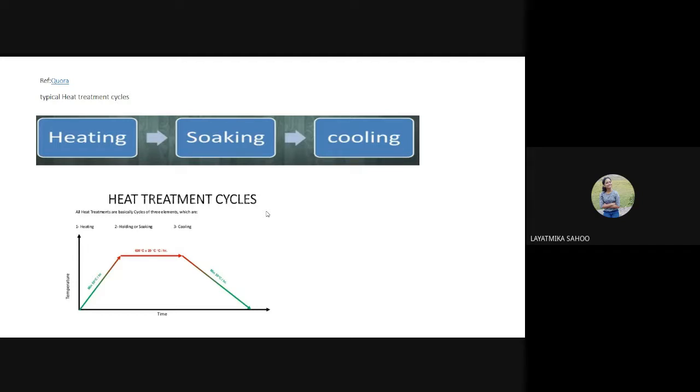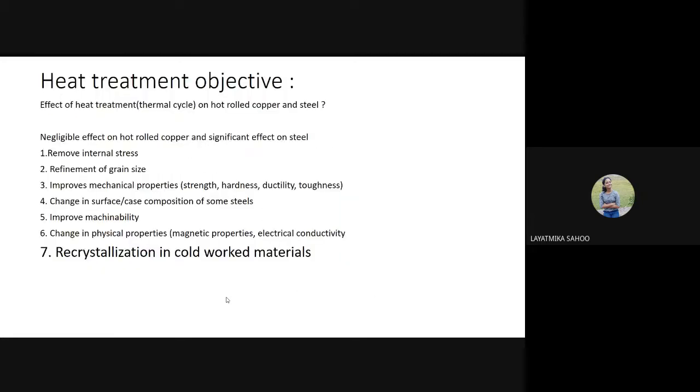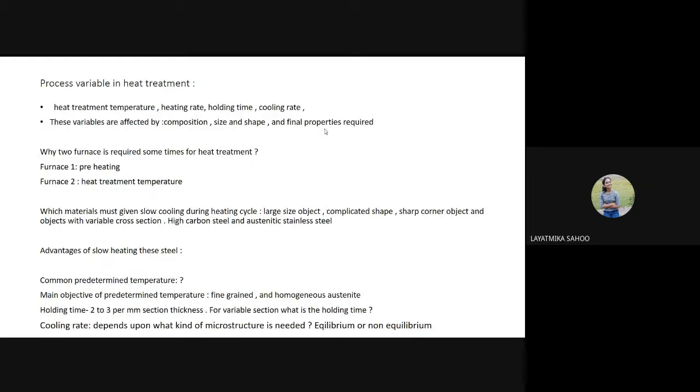Similarly, if you do quenching like this, you get martensite. All different phases have different properties, as shown in the previous lecture. That means you understand how cooling rate affects the final property. According to our final property, go fast, very fast. These are the process variables.